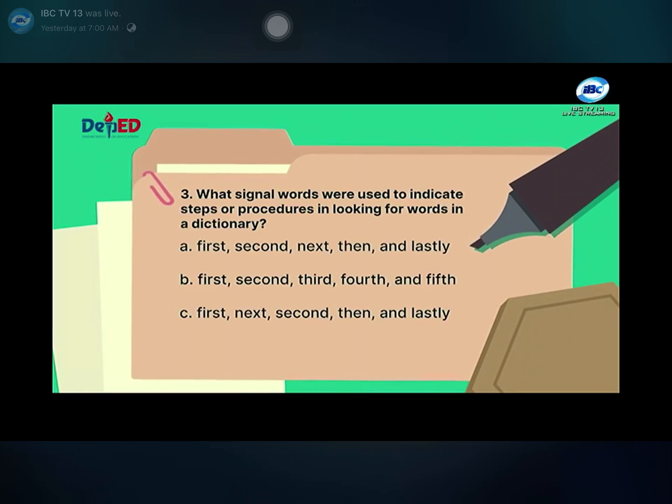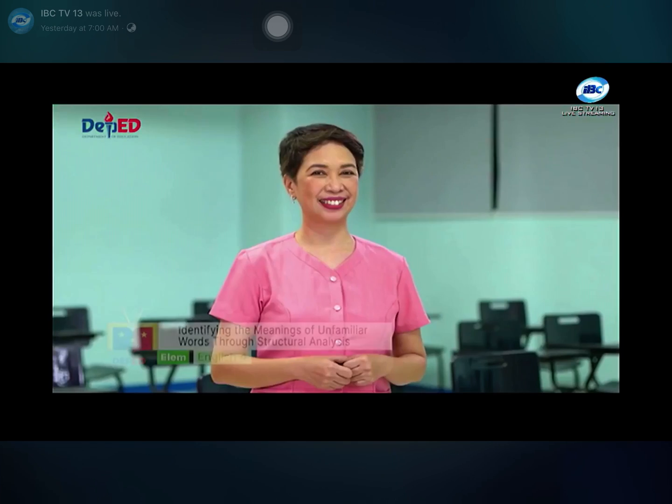The answer for number 3 is letter A. And if you have the same answer, then you are correct. The signal words used were first, second, next, then, and lastly.